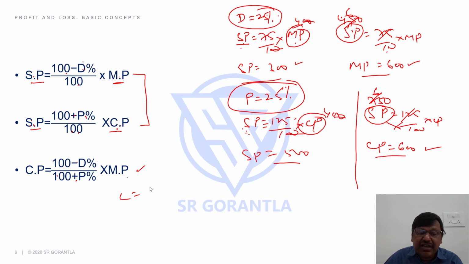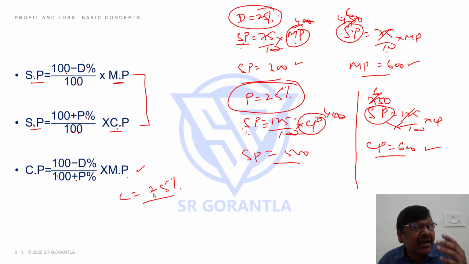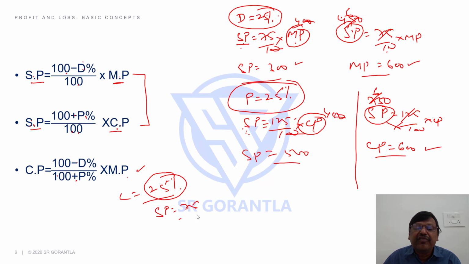Similarly, if I say there is a loss of 25%, what do you mean by selling at loss? You are selling at loss means you are selling at a rate which is less than your cost price, right? So I'm selling at loss means I'm selling it for less than what I bought. So 25% loss means 25% less than cost price. I can say selling price is 75% of cost price because it's loss. Instead of plus P, wherever there is a loss, we will say minus L.